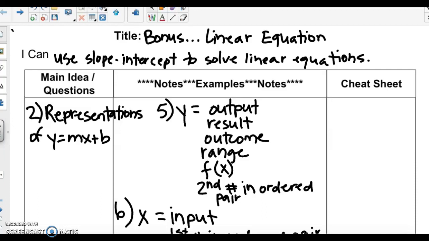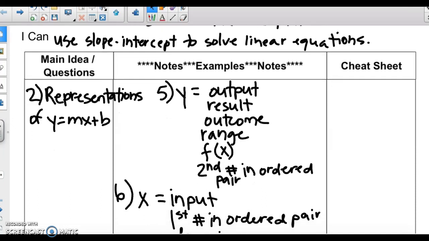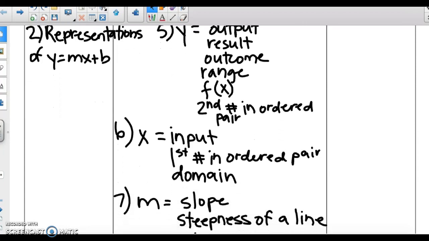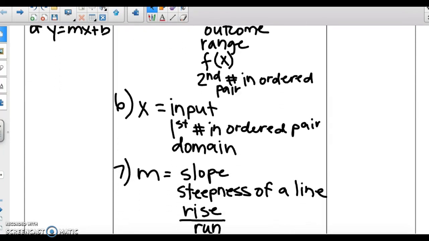Okay. Awesome. So we have a formula that is called the slope-intercept formula, and that is y equals mx plus b. Now we are going to talk a little bit about what the letters stand for. Y, as we know, is the second number in an ordered pair. You might also hear it as the output, the result, the outcome, the range, or the f of x. X can also be known as the input, so you put a number in, or it is the first number in an ordered pair.